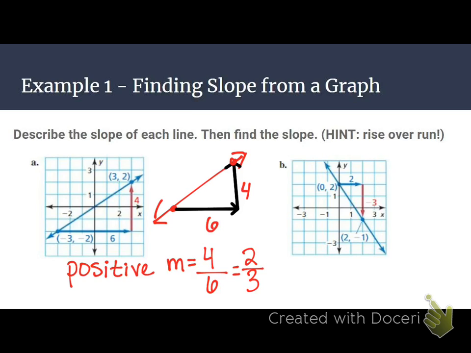Questions about 1A? Okay, on 1B, you can do the same thing. Just look at the graph. Is slope positive, negative, 0, or undefined? Negative. It goes downhill.